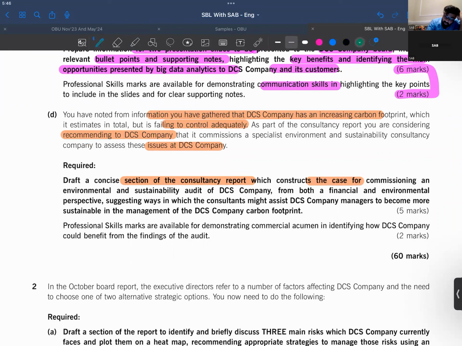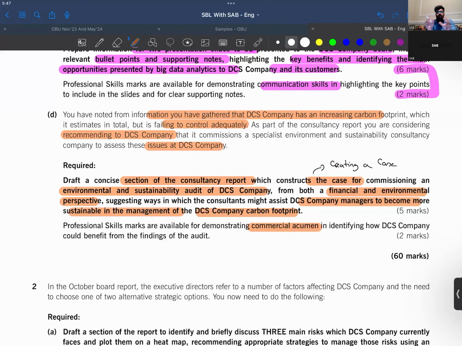Now here you're going to learn how to create a case, how to create a business case, right? Creating a case for commissioning an environmental and sustainability audit for the DCS company from both financial and environmental perspectives, suggesting ways in which consultants might assist DCS company managers to become more sustainable in management of DCS company carbon footprint, commercial acumen. So now basically you have to give them a financial and environmental perspective, right?